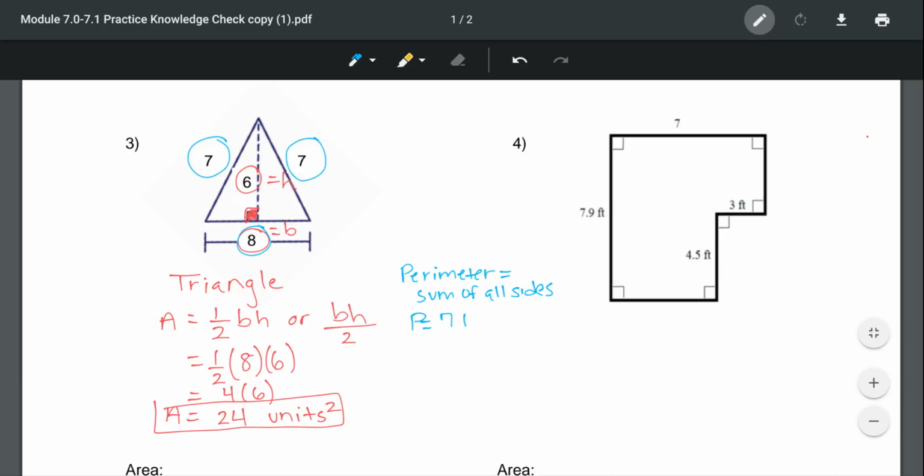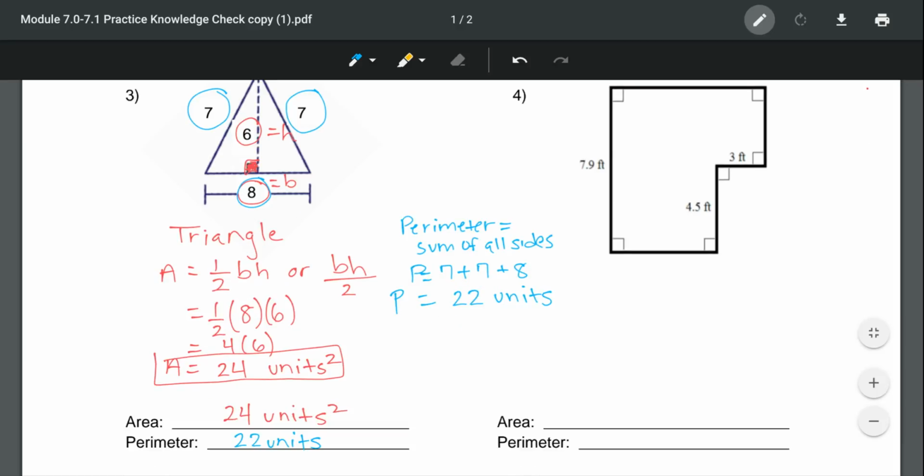So add up 7 plus 7 plus 8. And you get that the perimeter is 22 units. So make sure to record your answers below.